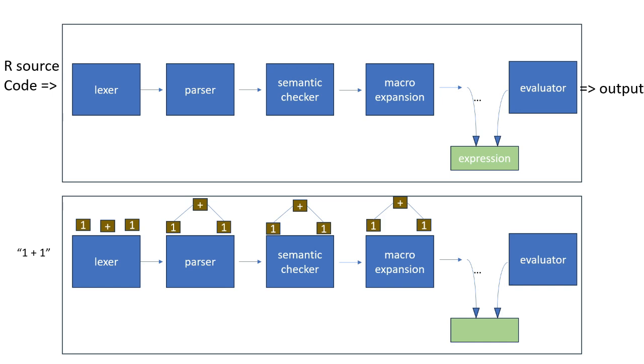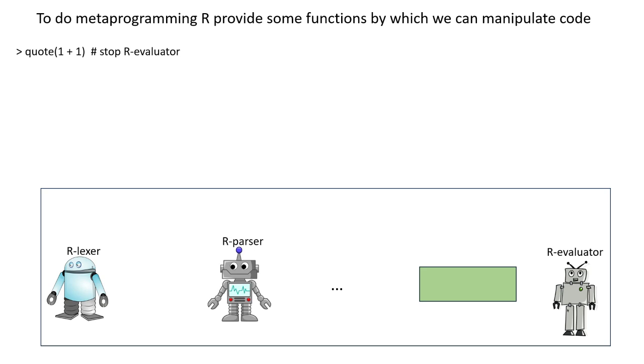There are lots of things inside R, okay. And finally we get an expression, which is read by the evaluator, and you get output. So this is the thing happening inside R. To do metaprogramming, R provides some functions by which we can manipulate code. So this is the function quote.